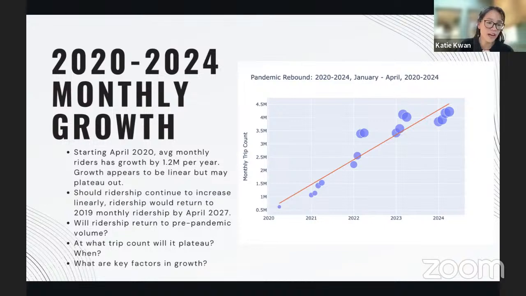So what are the key factors in growth? And when will our trip count plateau? Those are the questions I want to understand. And also, where are people coming from and where are people going to?